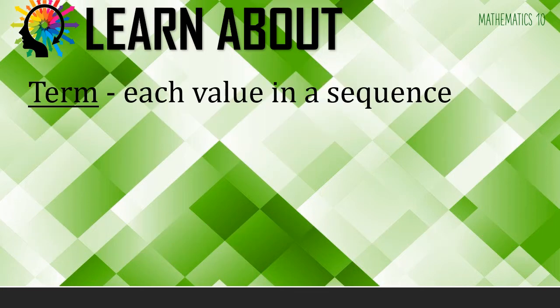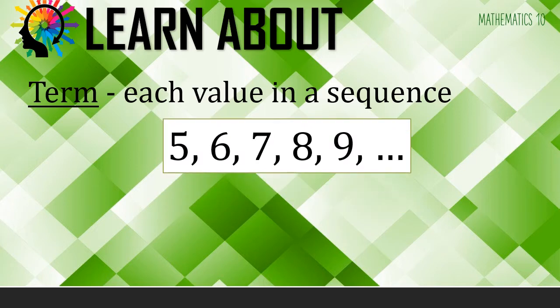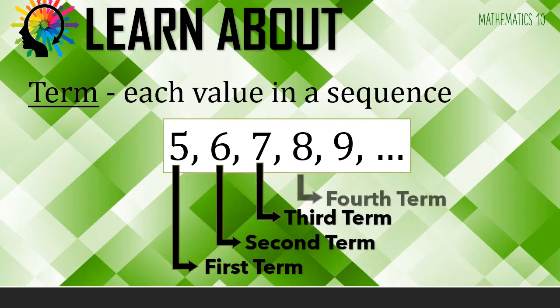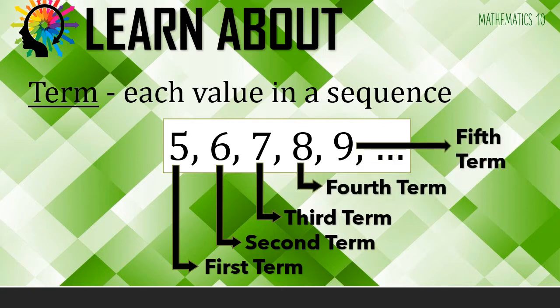Now, as mentioned a while ago, a term is a value in a sequence. Here we have our example from a while ago: 5, 6, 7, 8, 9. As you can see, we have a lot of terms, but to be specific, 5 is considered our first term, 6 is our second term, 7 is our third term, and so on. Again, I would like to reiterate that we have an ellipsis there. That means this sequence is infinite.